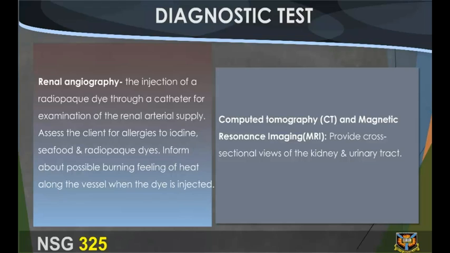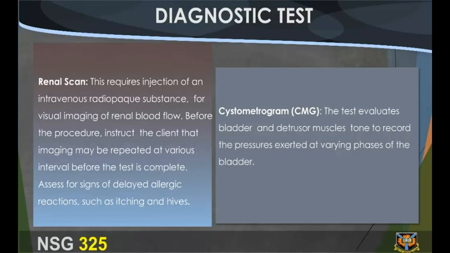Computed tomography and magnetic resonance imaging provide cross-sectional views of the kidney and urinary tract. Renal scan. This requires injection of an intravenous radiopaque substance for visual imaging of renal blood flow. Before the procedure, instruct the client that imaging may be repeated at various intervals before the test is complete. Assess for signs of delayed allergic reactions such as itching and hives.